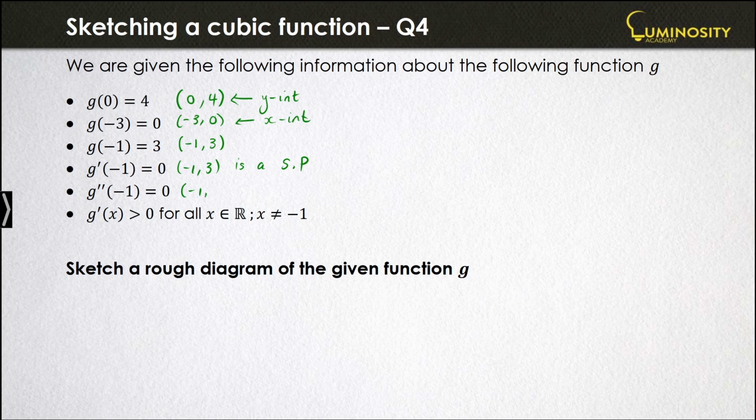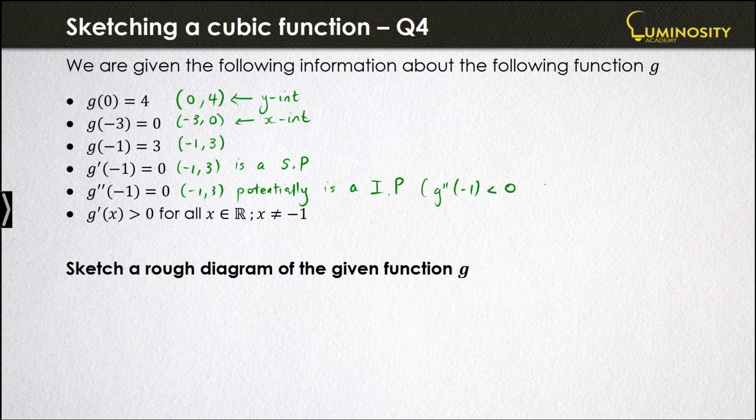Then at that same point, (-1, 3), can you see the second derivative is 0? So right there, potentially is an inflection point. Okay, that's only true if the second derivative changes sign around that point.